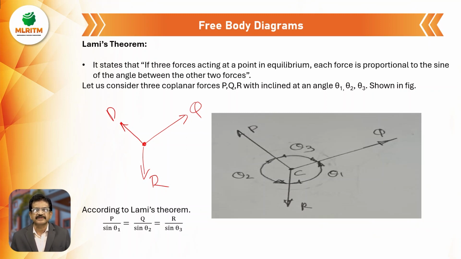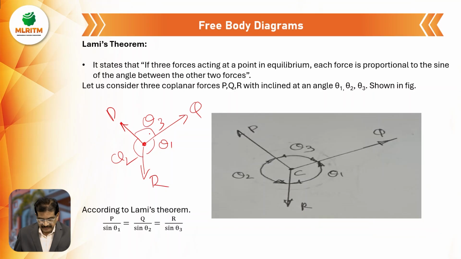What is meant by equilibrium condition? The resultant of the forces acting on a point is equal to 0. So now the three forces are acting on a point in equilibrium position. Each force is proportional to the sine of the angle between the other two forces. So now this is theta 1, this is theta 2, this is theta 3.